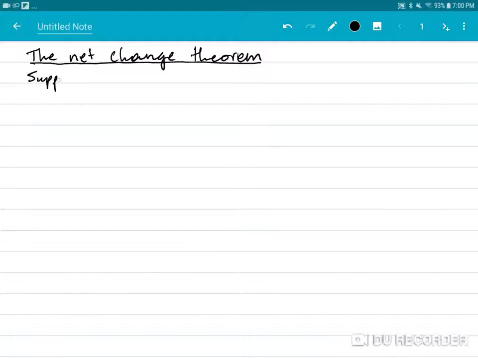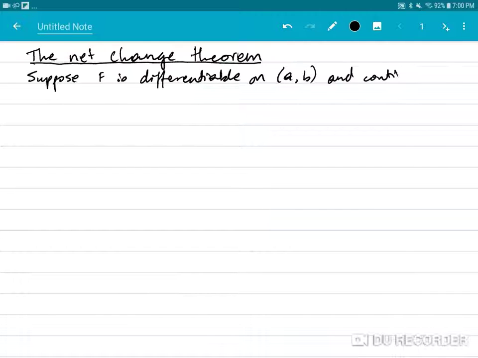Suppose that f is differentiable on the interval a, b, and continuous at a and b. It's continuous because it's differentiable on the interval; it should be continuous all over it. So I just want to make it continuous at the endpoints, so one-sided continuous at each point. So all in all, continuous on the interval a, b.